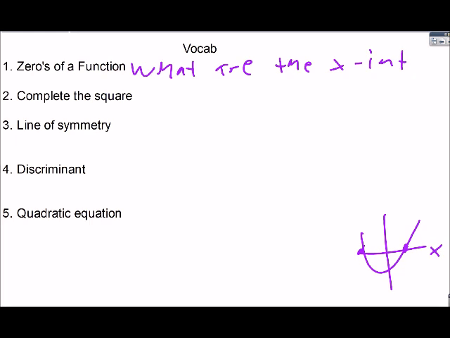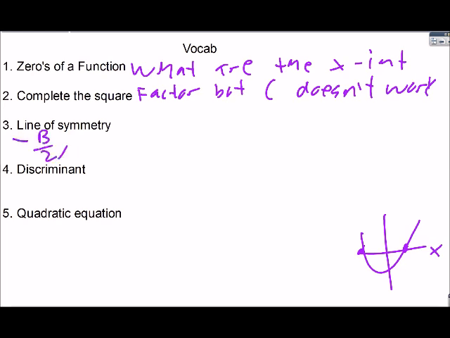So completing the square is when we want to still factor, but the c term doesn't work. Line of symmetry is the equation negative b over 2a, and that is the very middle of our parabola. Where does it start going back up?